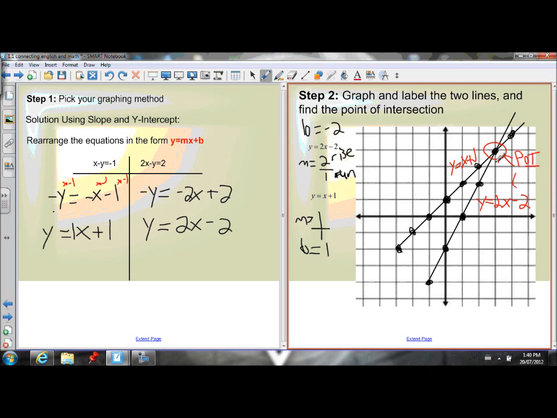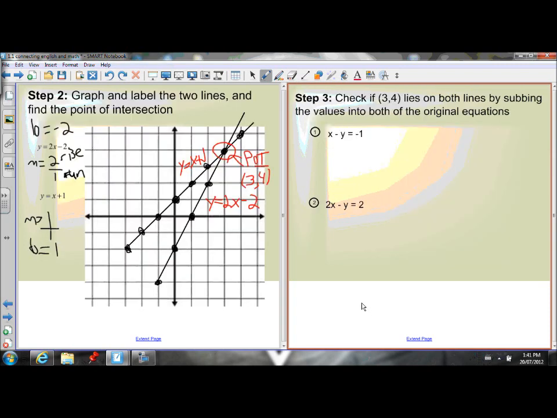Count the coordinate, okay? So this coordinate right here has an x coordinate of 1, 2, 3. And a y coordinate of 1, 2, 3, 4. Okay? So my point of intersection is at 3, 4. That's where those two lines will intersect. Okay? Now the next step, check and make sure you did this right. Check and make sure you graphed it properly and you found the right point of intersection. If you did, this point should be on both of these lines because those lines intersect at that exact point.